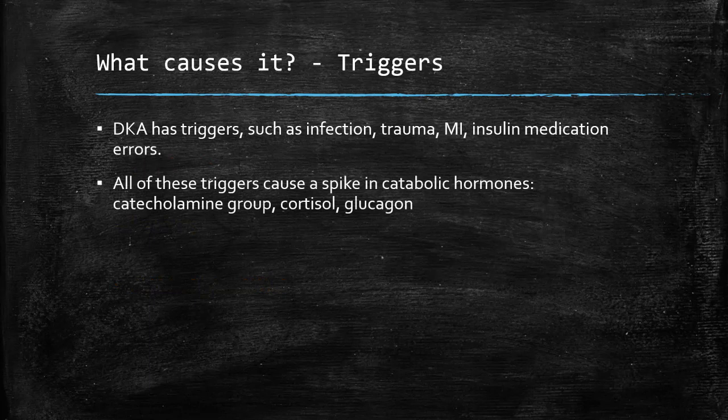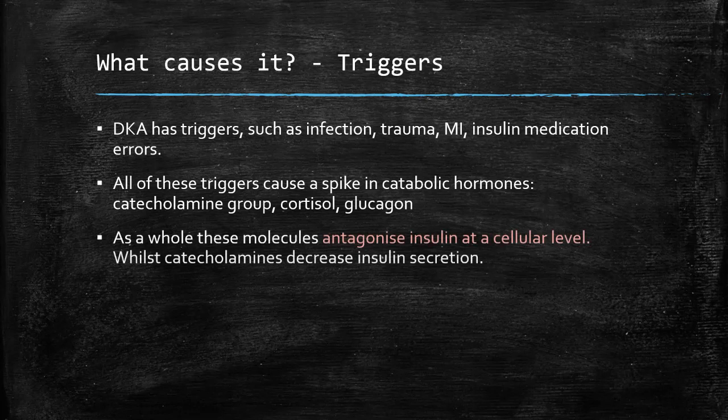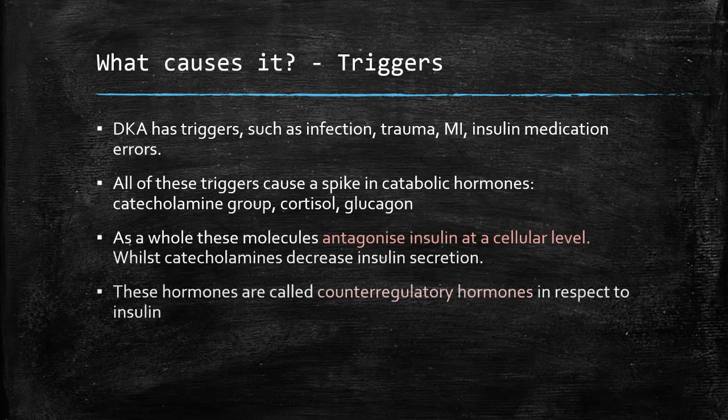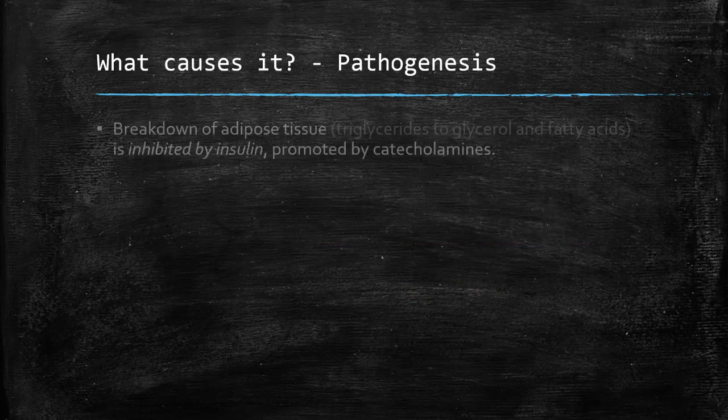Now, all of these triggers have something in common. They cause a spike in catabolic hormones, the catecholamine groups, cortisol and glucagon. Now, the thing about these hormones is that they antagonize insulin at the cellular level, therefore opposing its effects. As a collective, this group of hormones is called counter-regulatory hormones in respect to insulin, and the key in the pathogenesis of DKA.